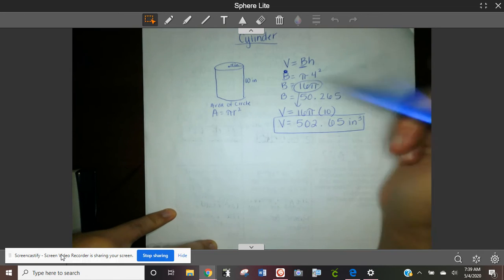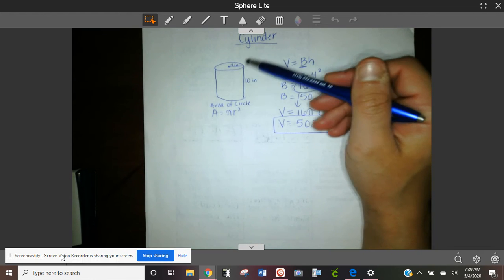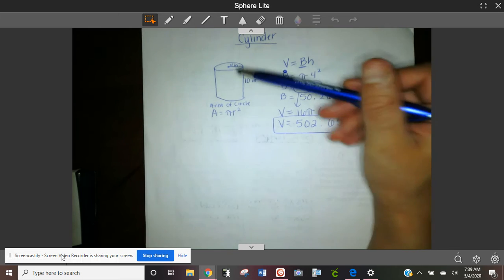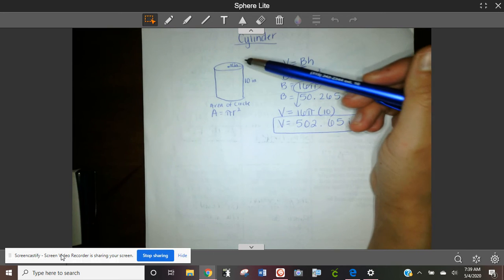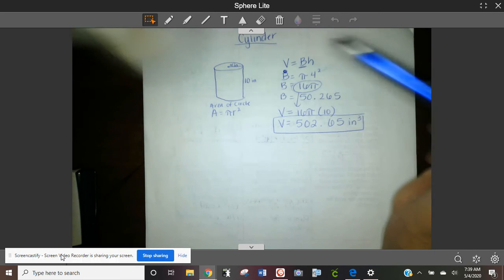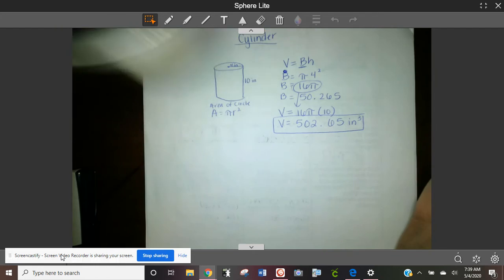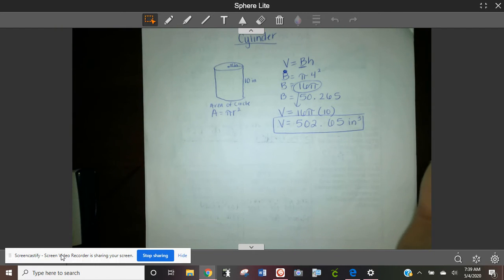So again, that's just an extension. That would be like if I wanted to fill a cup with water. Cylinders are usually what I would say most cups are, or let's say like filling my mug with coffee, right? That would be your volume.